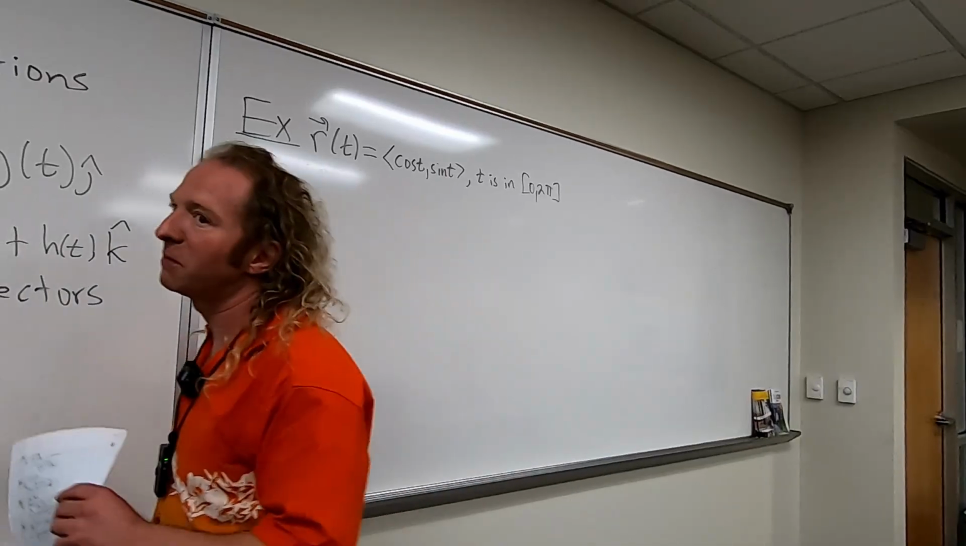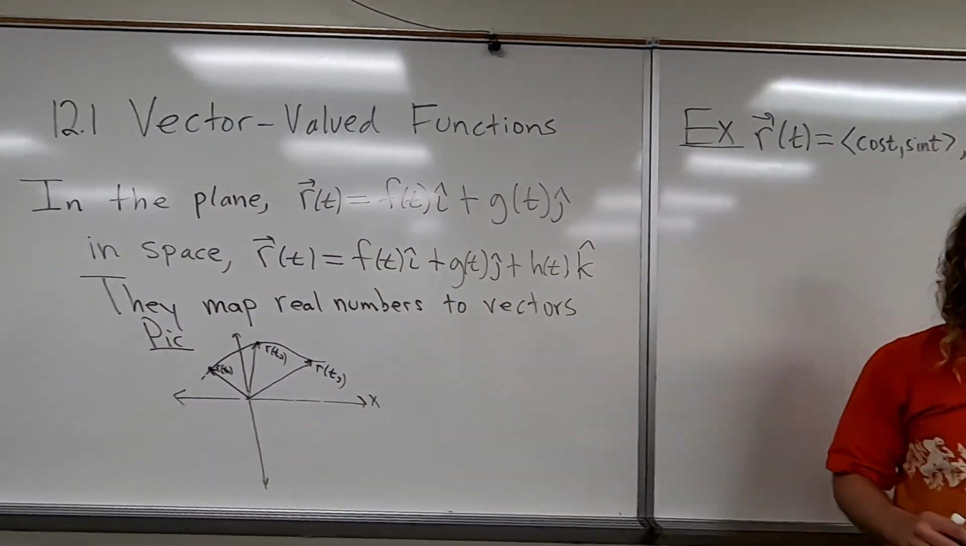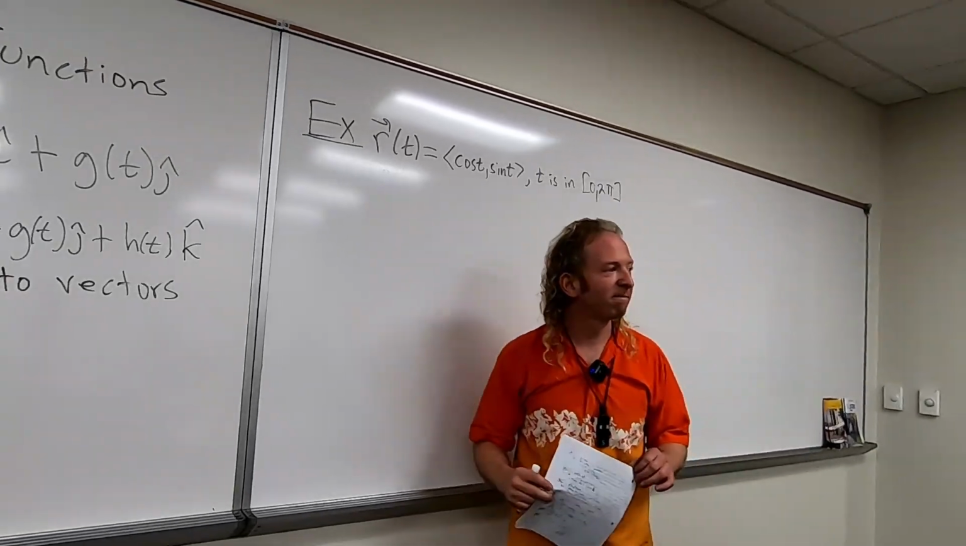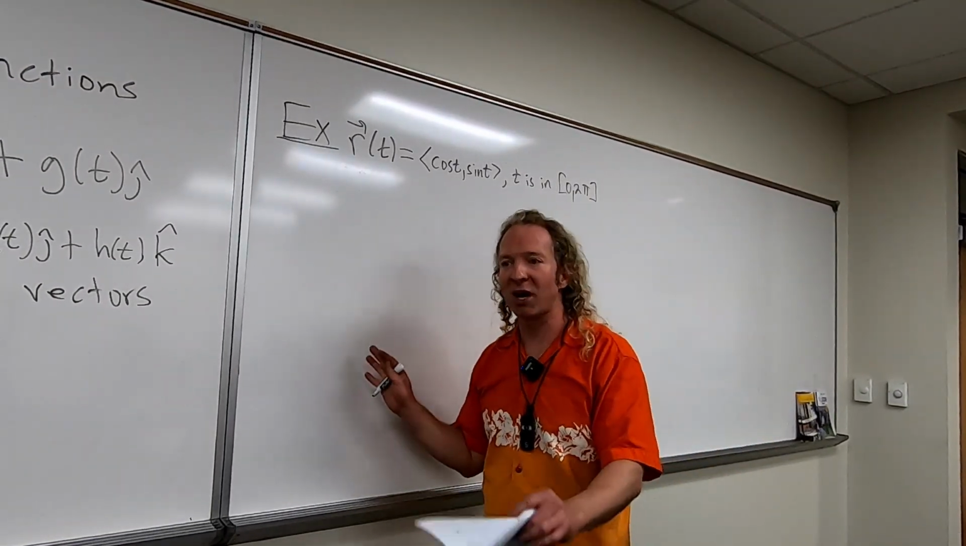This is a famous example. Does anyone actually know what the graph of this vector valued function will be? A circle. Very good, Luigi. Yeah, this is the unit circle. We'll be practicing stuff like this later.